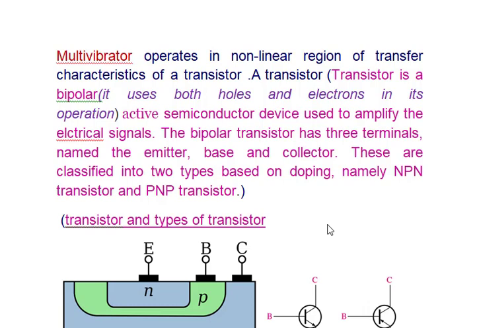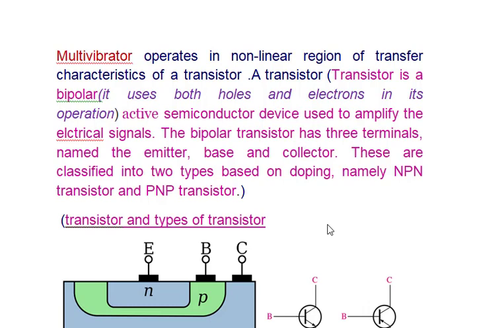The multivibrator operates in the nonlinear region of the transfer characteristics of a transistor. So, what is a transistor? A transistor is an active semiconductor device. It is a bipolar device used to amplify electric signals. Bipolar means it conducts by holes and electrons. It uses both holes and electrons for its operation.